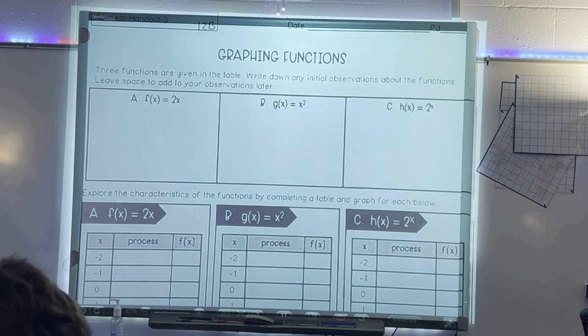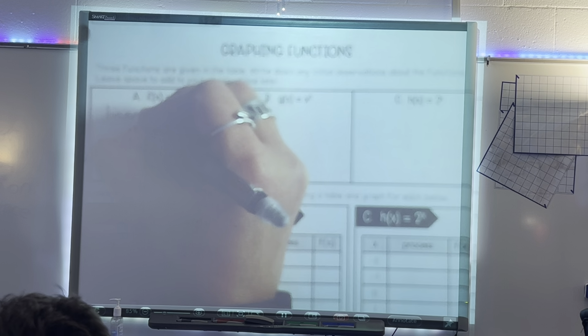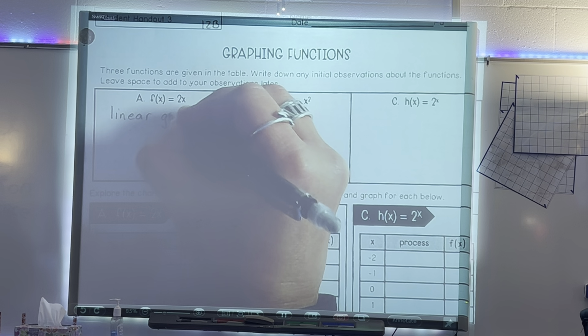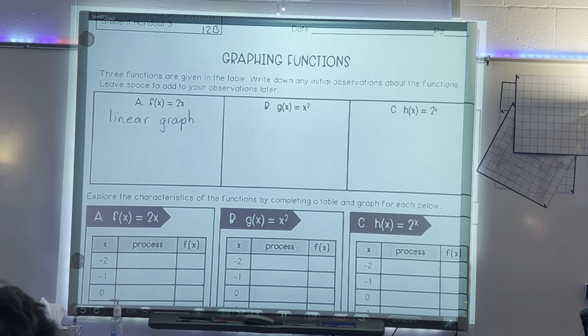Well, constant would be a horizontal line. What's that? Yeah, it's going to be a straight line. It is a linear graph. Is everybody okay with that? It is a linear graph. So linear meaning it's a straight line. So, y'all should be familiar with that.